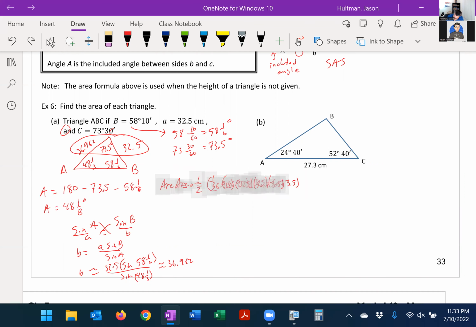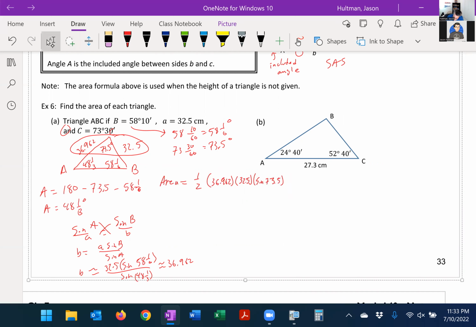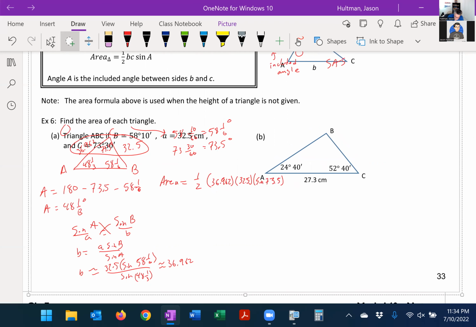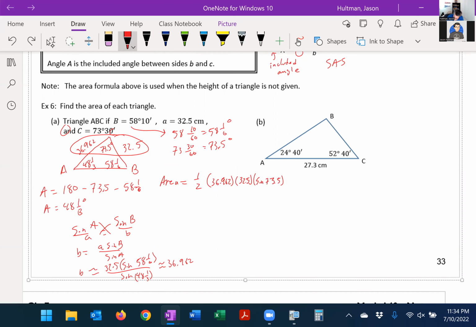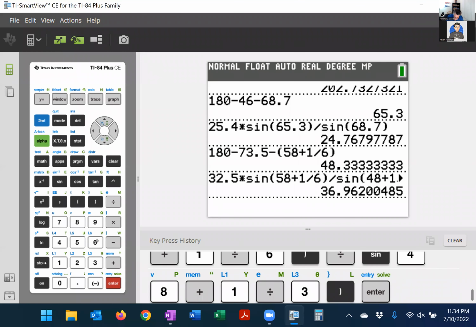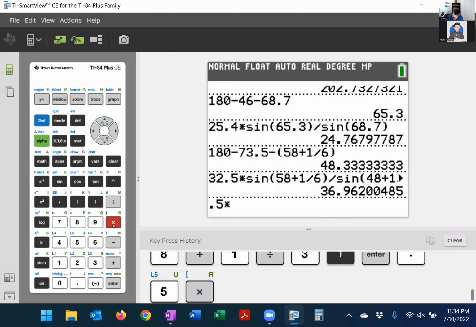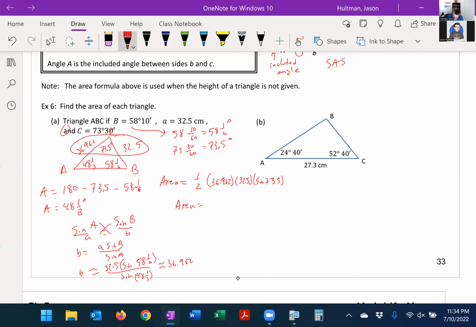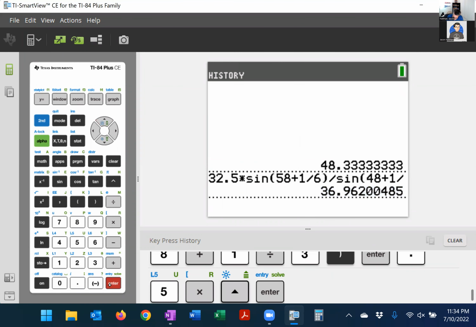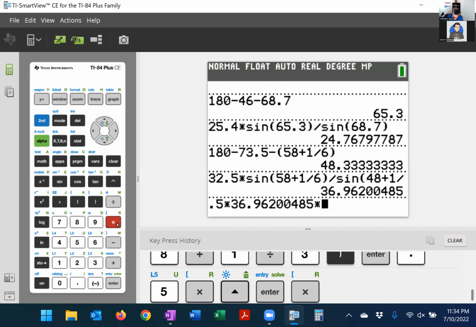There we go. Move that over. Just a touch. Okay. So now we just plug that into the calculator. So the area is equal to 1/2, which is 0.5, times, what do we say? 36.9, that's the previous value that I got there, times the 32.5, right? 32.5, yep.